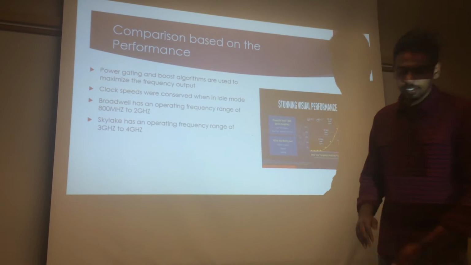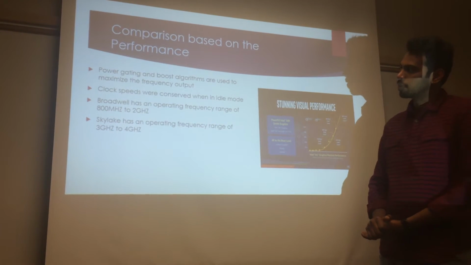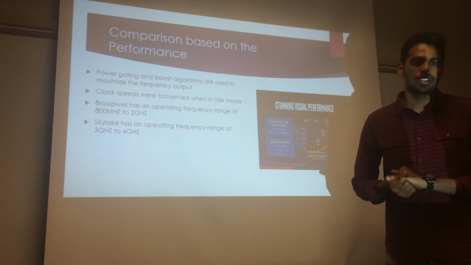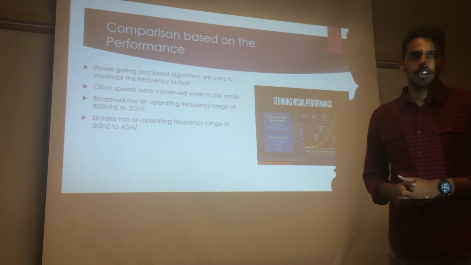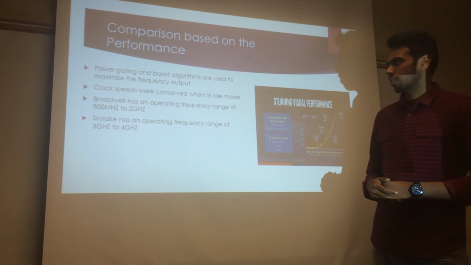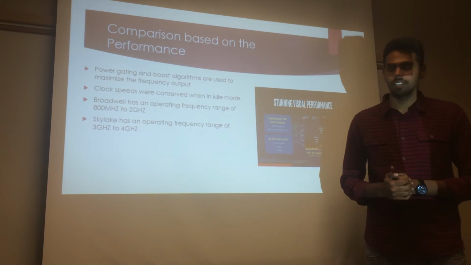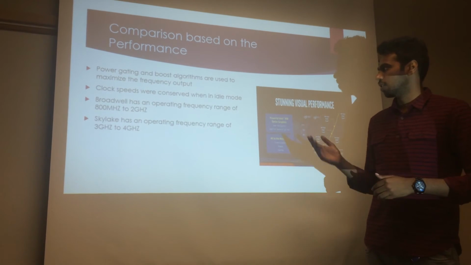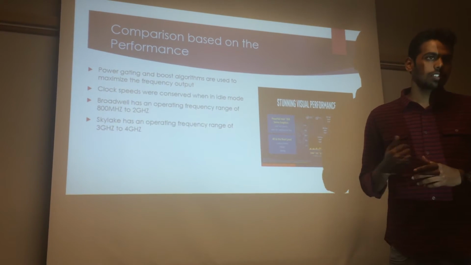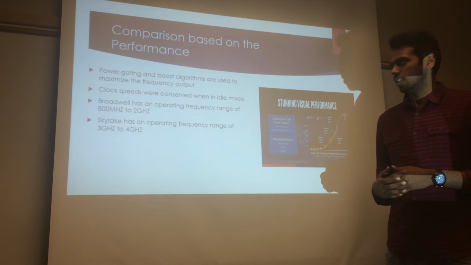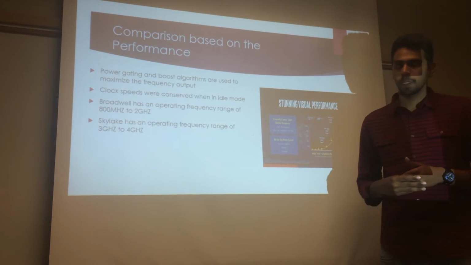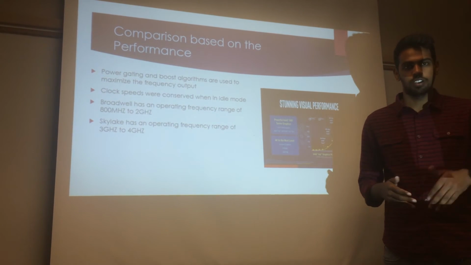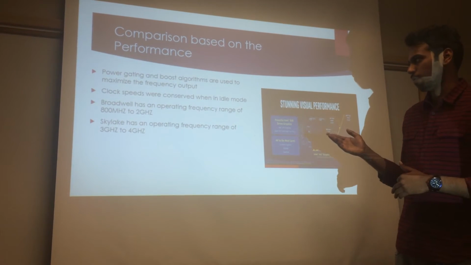So now let's take a comparison based on the performance. Boost algorithms are the algorithms which are used in an architecture to improve the speed, and power gating is one more technology which is used to minimize the power and hence enhance the speed. So clock speeds were conserved when in idle mode. By this I mean, if you're not using a particular feature of a processor, the supply of power to these clock devices was cut down, as a result of which the speed improved.